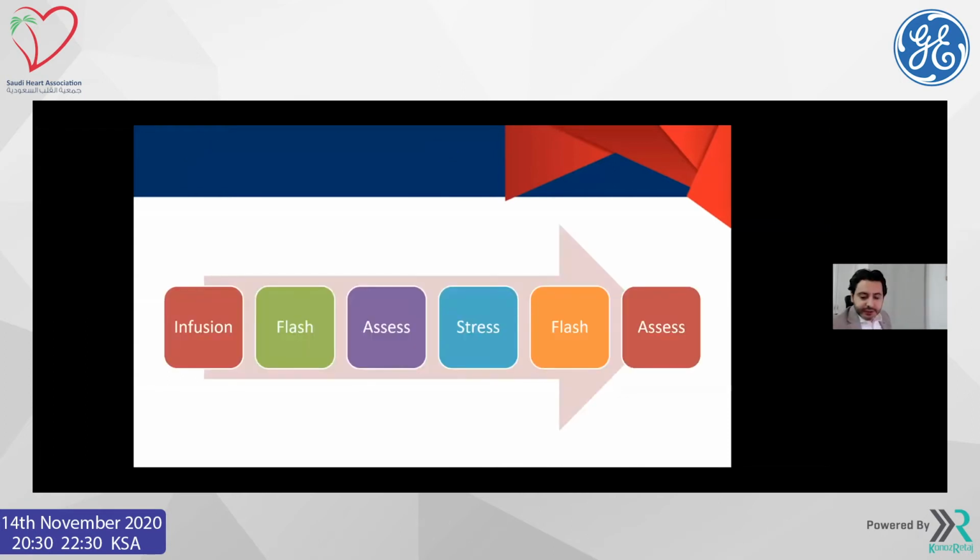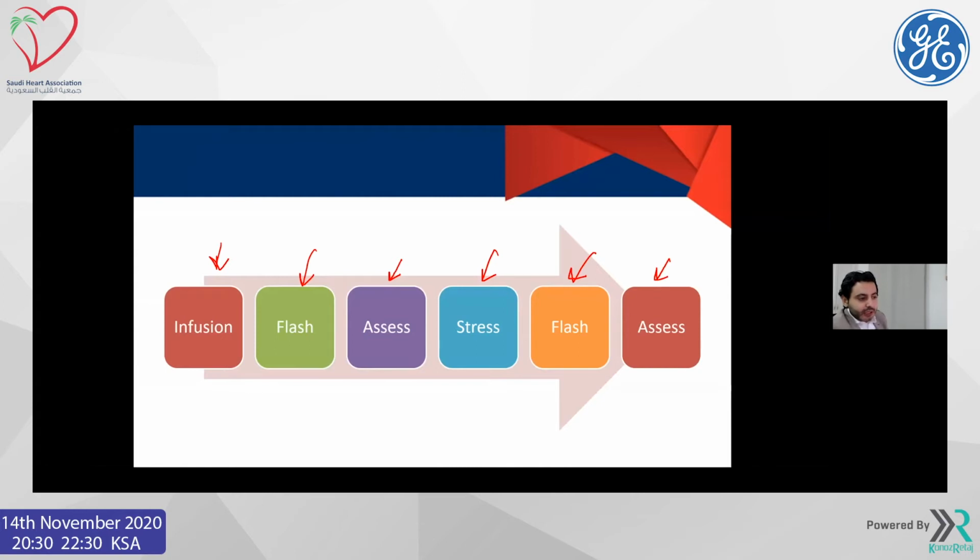So how do we do it? We start the infusion. Then we do Flash, and then we do the assessment for the resting images. Then we do stress, and we do Flash again. We destroy all the bubbles, and then after the second cycle, we do all the assessment.